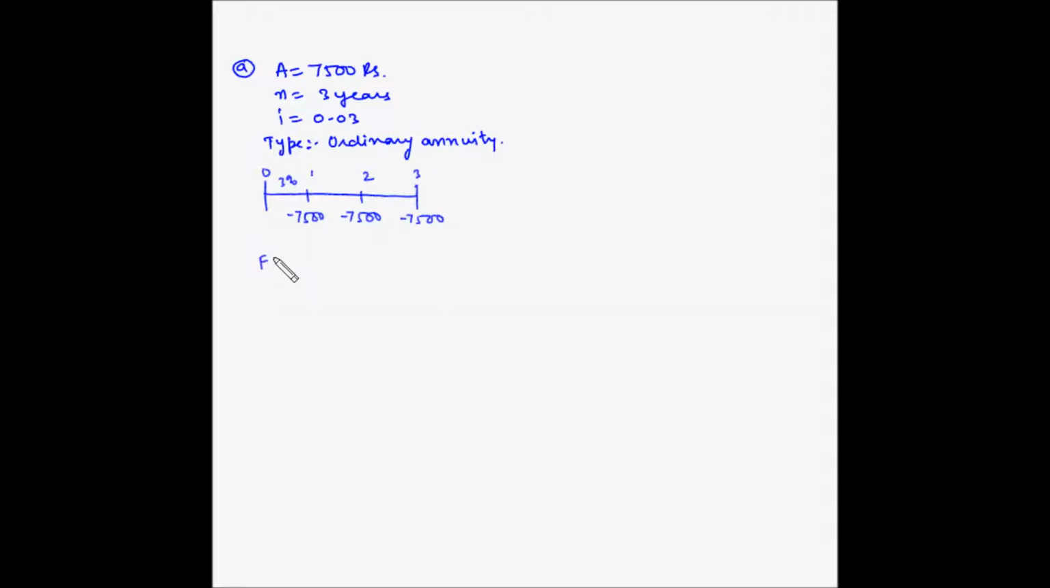Now the formula for future value is equal to ((1 plus I) to the power n minus 1) divided by I, and this is multiplied by the annuity amount, which is A. Now this is the formula for the ordinary annuity, where the amount is being deposited at the end of each period. So let's plug in these values in this formula. So A is 7500. 1 plus I means 1 plus 0.03 to the power n, and n is 3, minus 1 divided by I, which is 0.03.